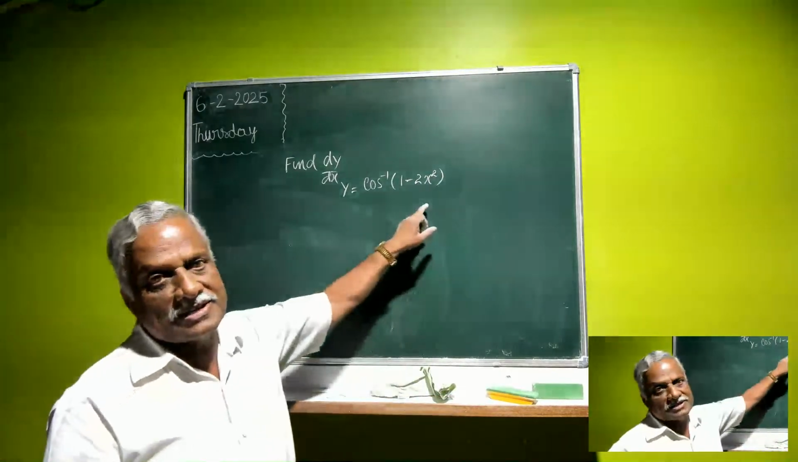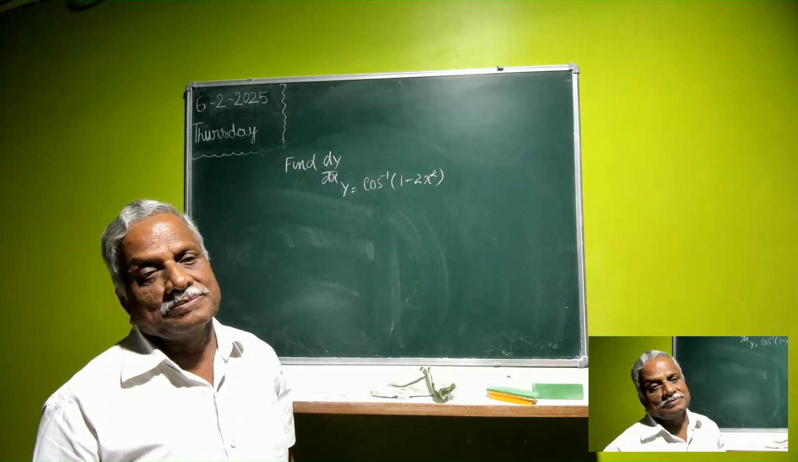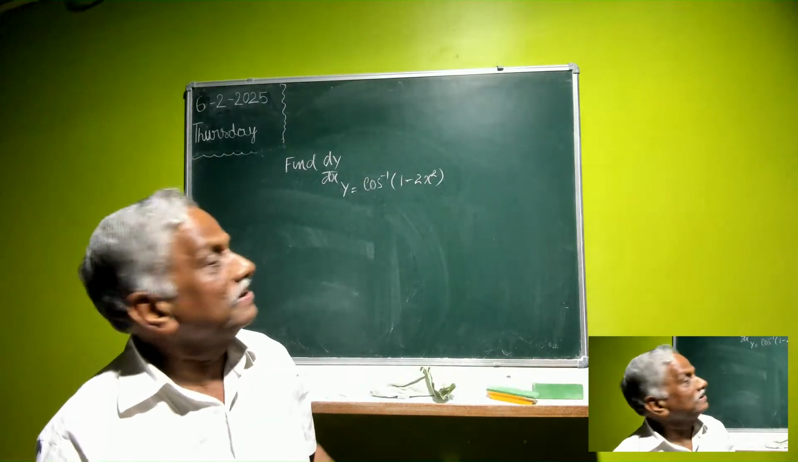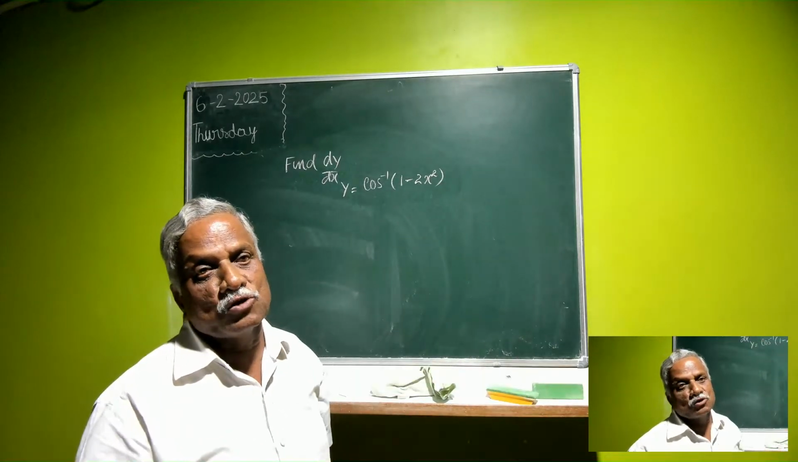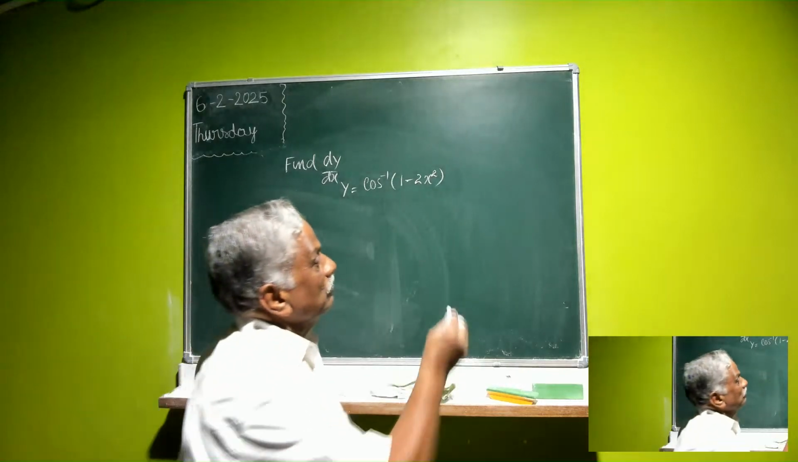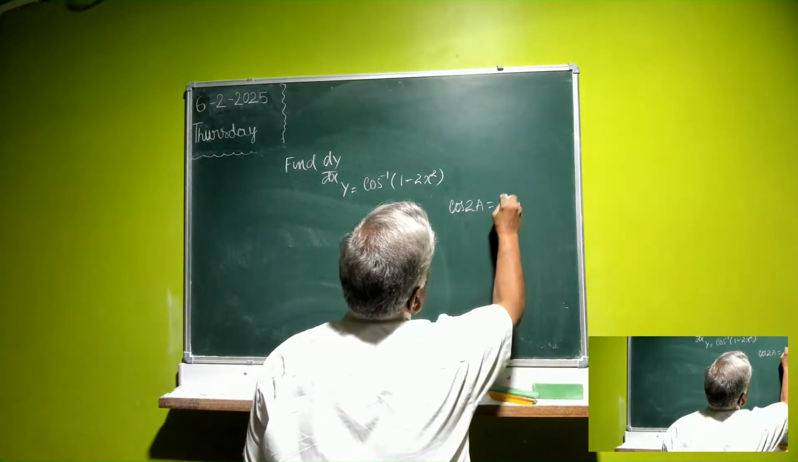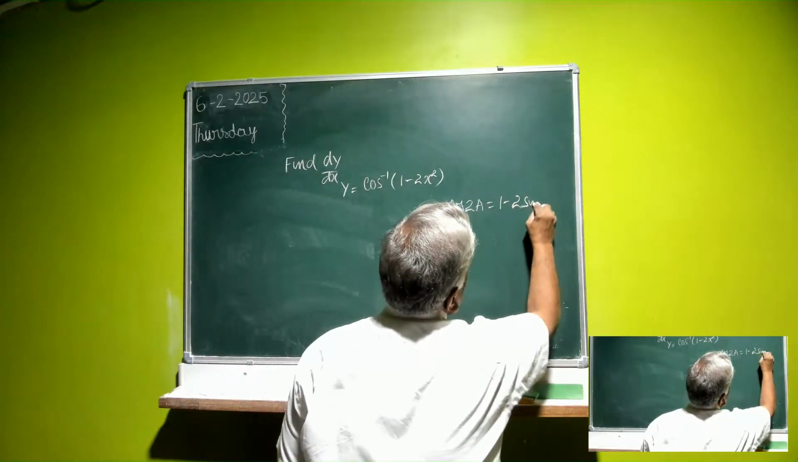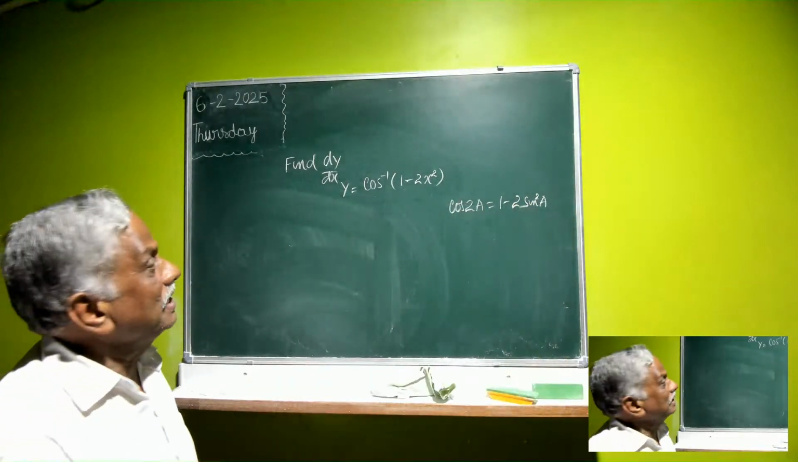But here 1 minus x square is not there; 1 minus 2x square is there. So I have to go by trial and error. If I put cos theta, I get 1 minus 2 cos square theta, which has no formula. Whereas if I put sin theta, I know the formula cos 2A is equal to 1 minus 2 sin square A. Immediately I should remember this formula.